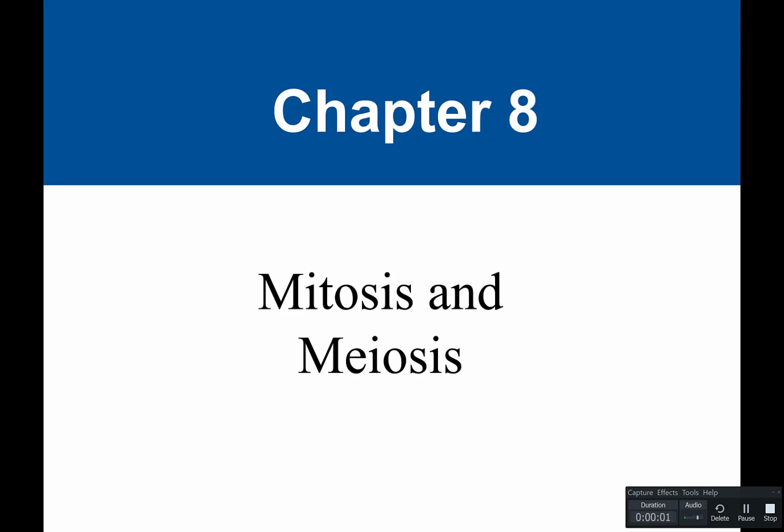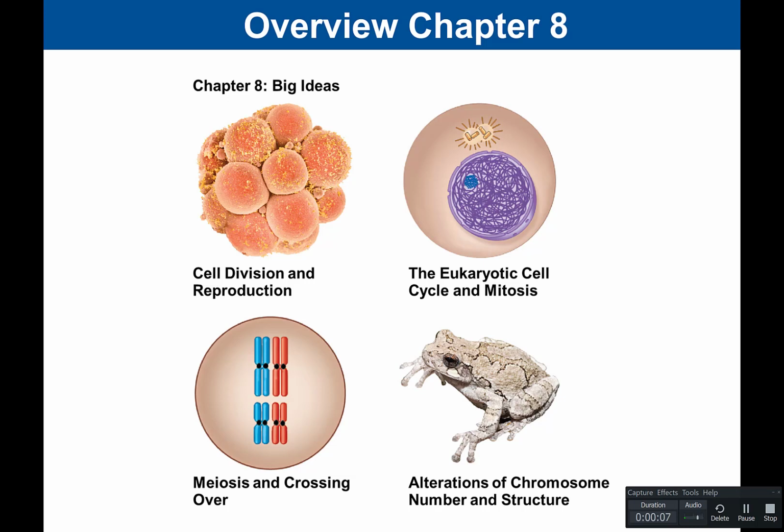So in this video, we're going to cover mitosis and meiosis. Just an overview to give you an idea what is covered in this chapter. We'll talk about types of cell division and reproduction, sexual reproduction versus asexual reproduction. We will talk about the eukaryotic cell cycle and mitosis. We'll talk about meiosis and crossing over, and then finish off with alterations of chromosome number and structure.